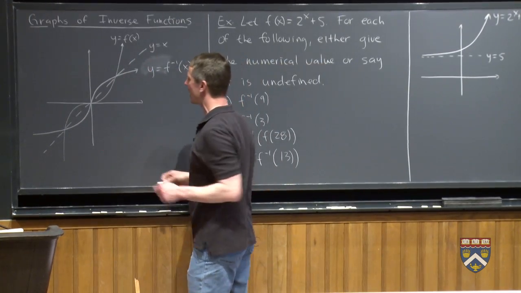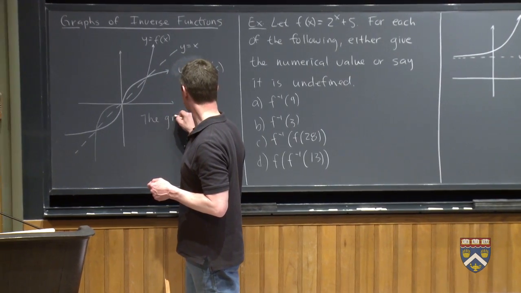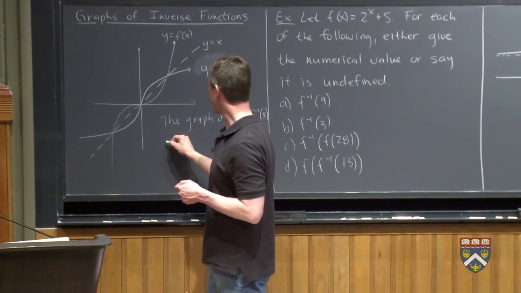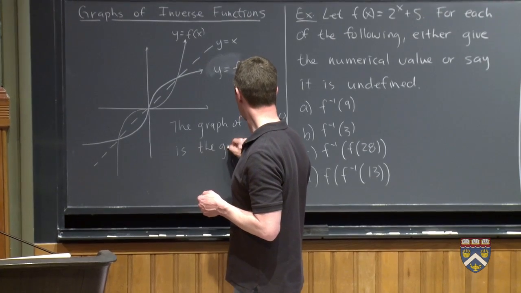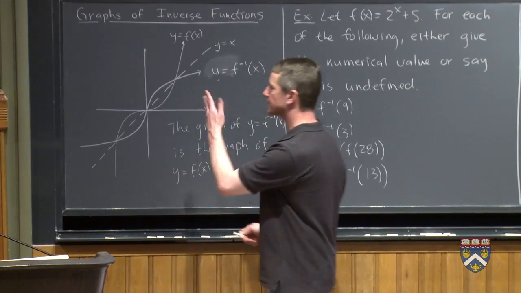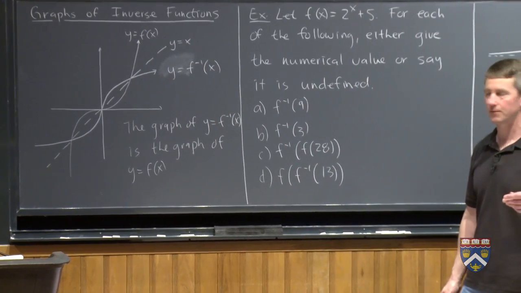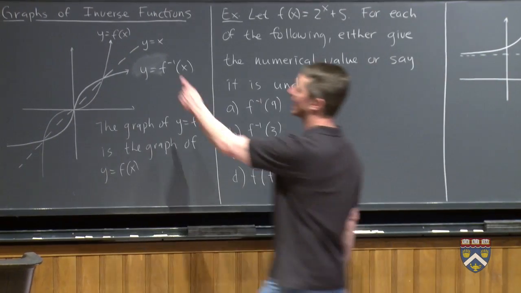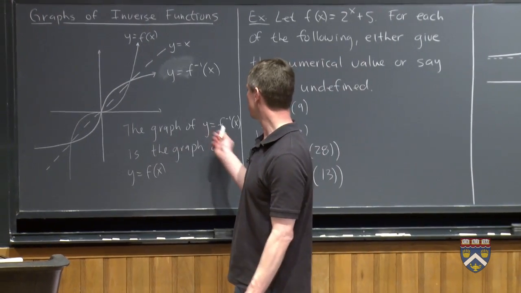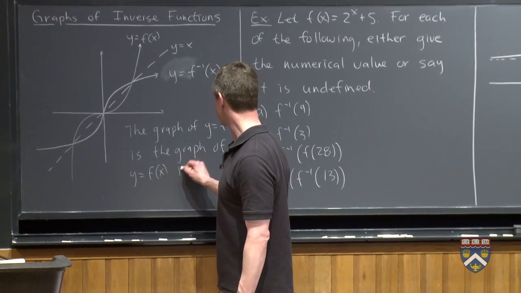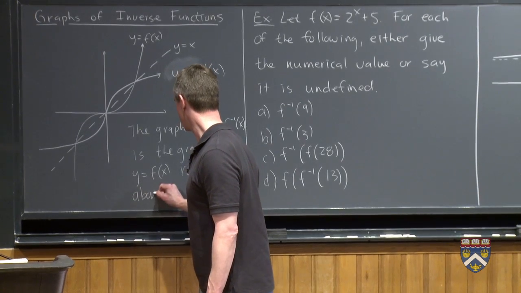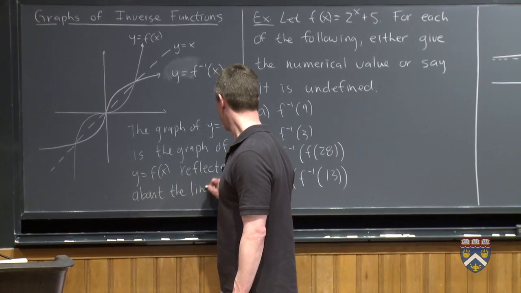And so we see that the graph of f inverse of x is the graph of f of x, and it's a reflection, but unlike the examples we saw earlier tonight where we were reflecting around either the x-axis or the y-axis, now we're reflecting around this diagonal line, 45-degree angle line, y equals x. So the graph of f inverse of x is the graph of f of x reflected about the line y equals x.